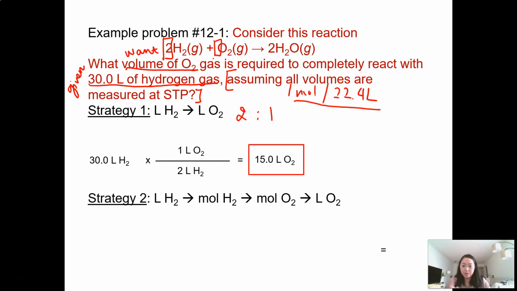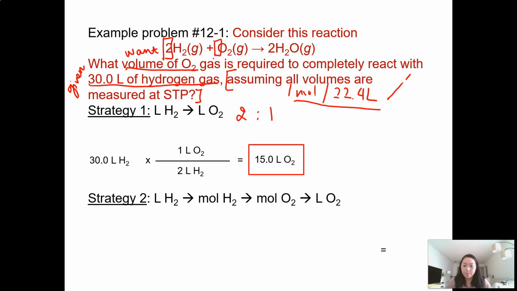And that's strategy number 2. So you would go from liter of hydrogen gas, convert that to mole of hydrogen gas, and then using the mole ratio convert that to mole of oxygen gas, then using this conversion factor go back to liter of oxygen gas. Now you'll notice something very interesting.